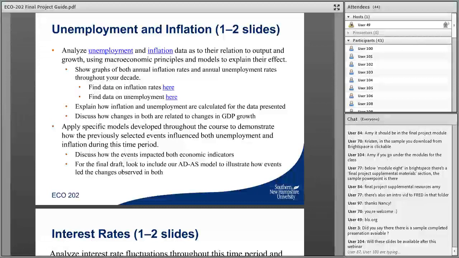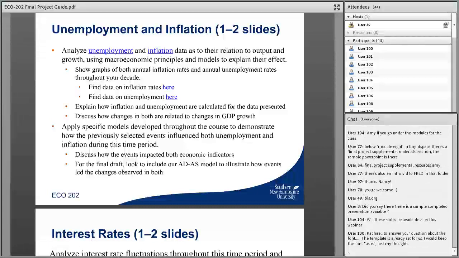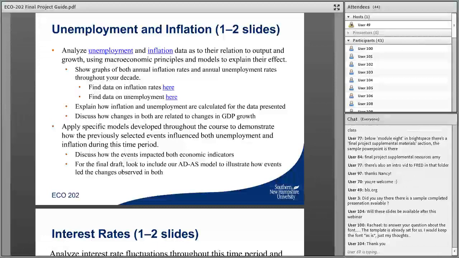Bonnie, the slides are available in the course under the final project supplemental resources. And if you notice, these slides have some blue hyperlinks in them. If you click on them, they won't work unless you're running the slide. But if you right click on them, they will link you to some additional resources you can use while you're doing your research.